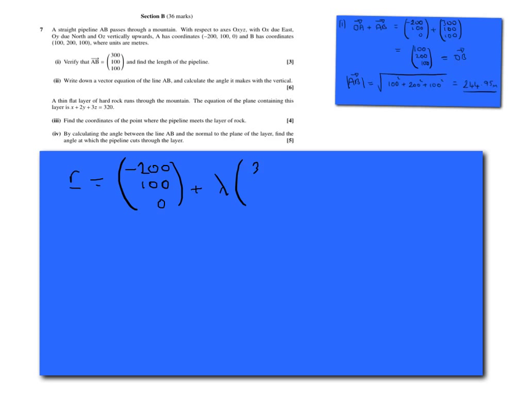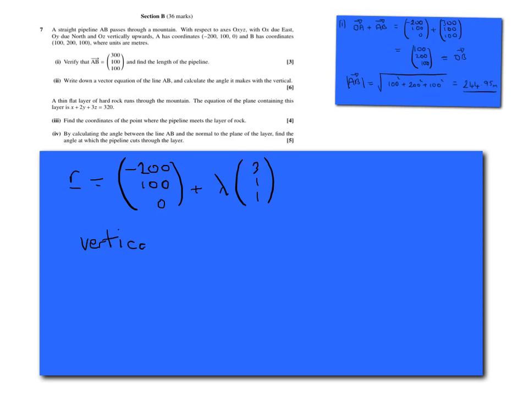To (3, 1, 1) by dividing all 3 by 100. Here we have our vector equation of the line AB. To find the angle that this line makes with the vertical, we think of the direction of this line, which is (3, 1, 1). Then we think about the vertical.